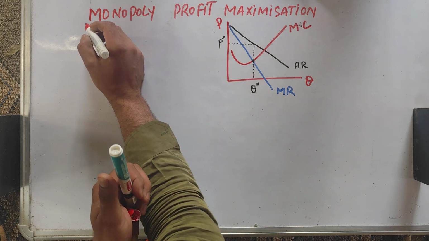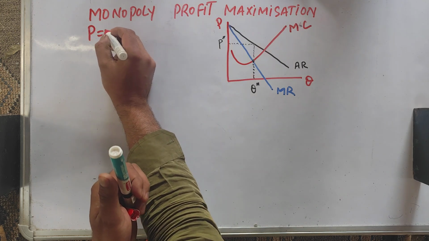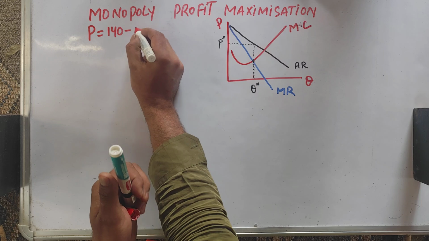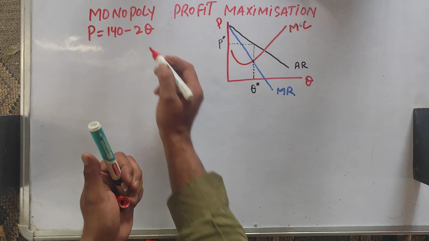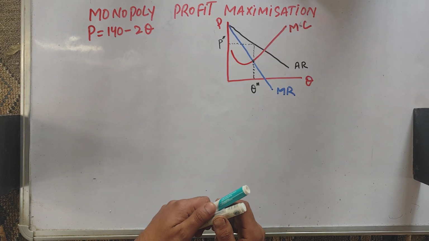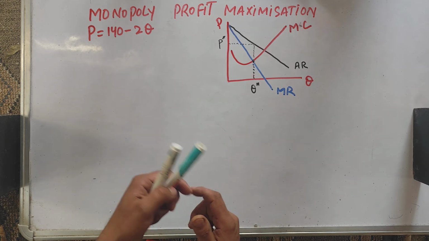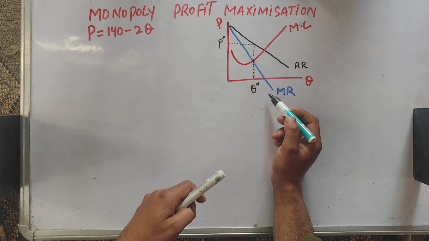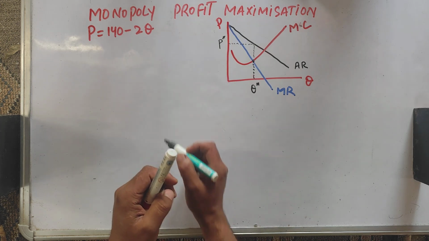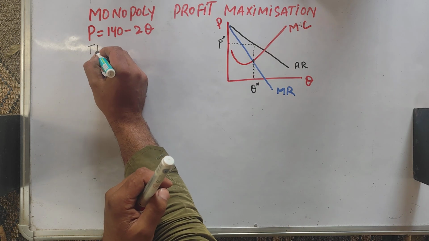Let us suppose we have the inverse demand function, that is, price is equal to 140 minus 2q. P is the price and q is the output. So this is our inverse demand function. First we need to find out the marginal revenue function from this function. So first we need to find out the total revenue.